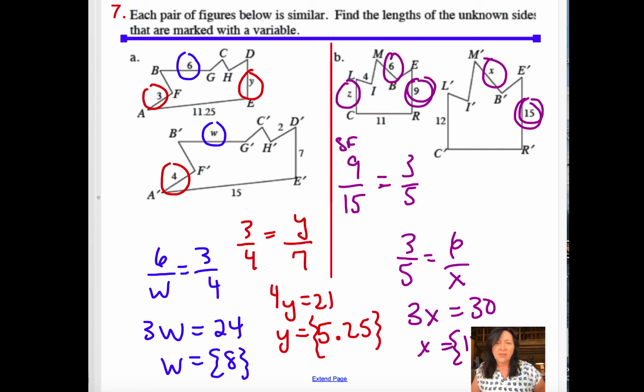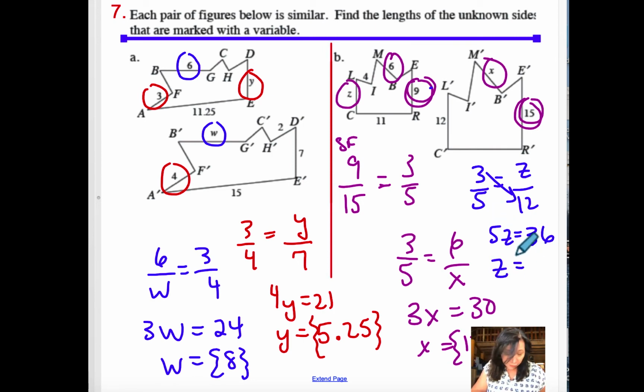To find z for this problem, I do the same thing. I go 9 is to 15, which we already know is 3 is to 5, as z is to 12. So cross multiply. I get 5z equals 3 times 12. 3 times 12 is 36. I'm going to divide both sides by 5. I get 36 over 5, which, by the way, you can leave it like that. Or you can make it into a decimal, which is 7.2, and you're done.